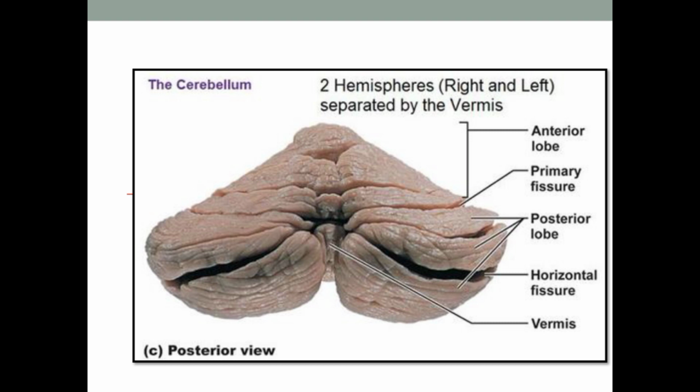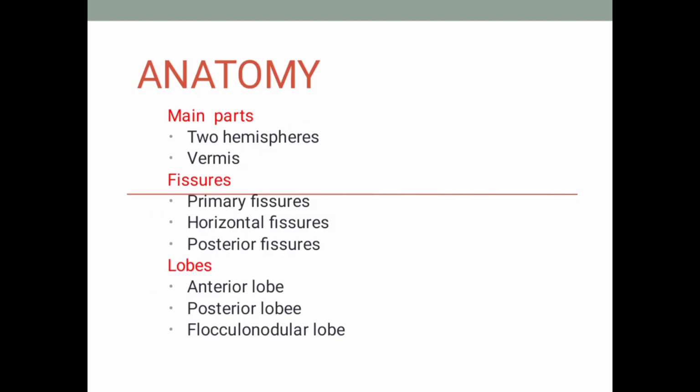So remember, the primary fissure divides it into the anterior lobe and, below it, the posterior lobe. Then the posterior fissure, below which is one more lobe, the flocculonodular lobe. Again, the parts are two hemispheres and a vermis; fissures: primary, horizontal and posterior; lobes: anterior, posterior and flocculonodular.